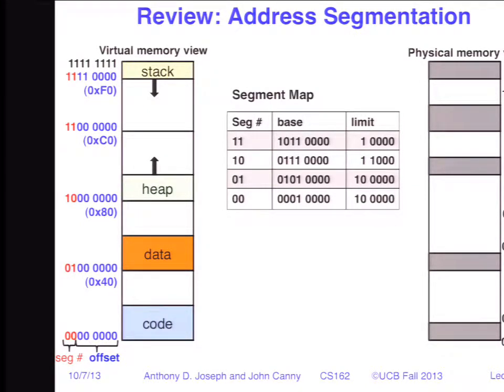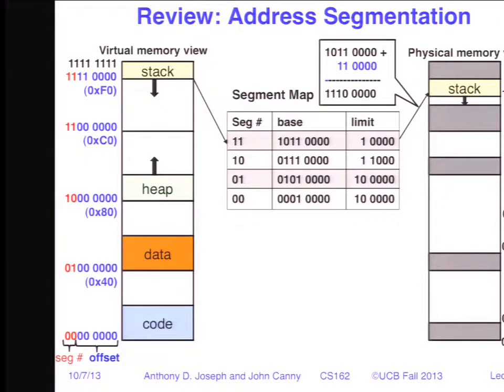So here we have our virtual memory view, right? So this is what a process sees. And here we have a segment map that maps us from this virtual view to physical memory. So the stack here is segment 11, and so that's mapped to a base of 1011 0000 with a limit of 1 0000. And so that maps us to this physical location.